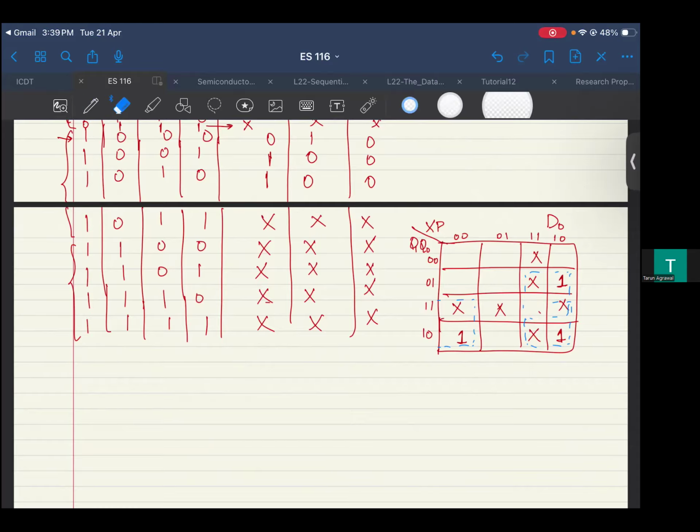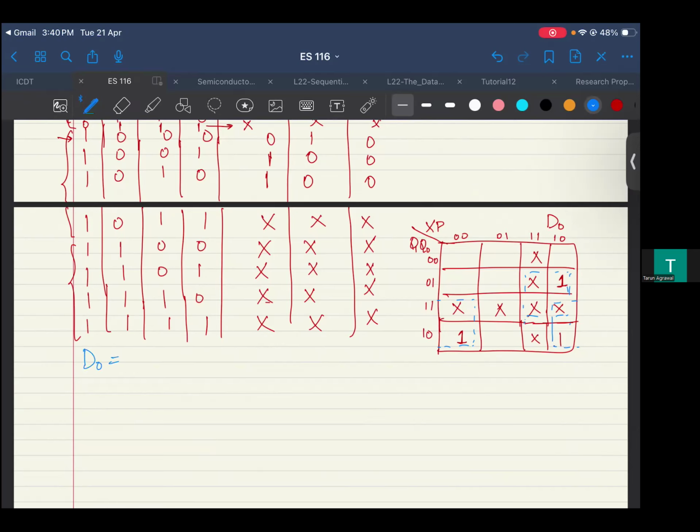Okay, so XX, X1. So we know this is going to be XXX1, right? So then we know that this is one quad which was there, and the other quad is this, right? So this quad, one can write the D0 expression also.